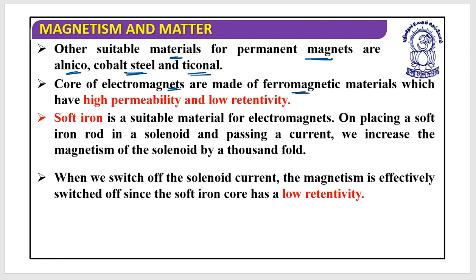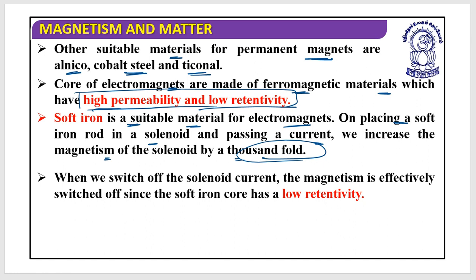Cores of electromagnets are made up of ferromagnetic materials which have high permeability and low retentivity. Please do remember this. Soft iron is the suitable material for electromagnets. So when I choose electromagnets, which are temporary magnets, soft iron is the suitable material. On placing a soft iron rod in a solenoid and passing a current, we increase the magnetism of the solenoid by a thousand fold.